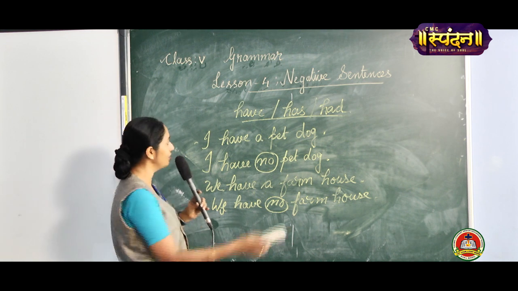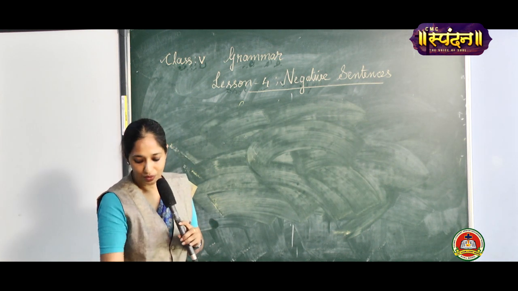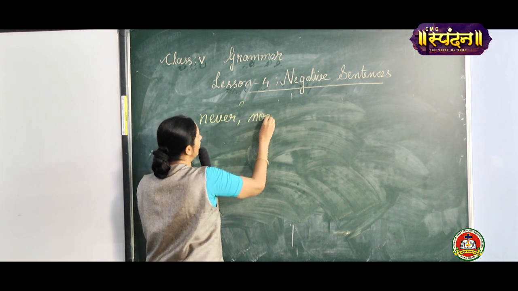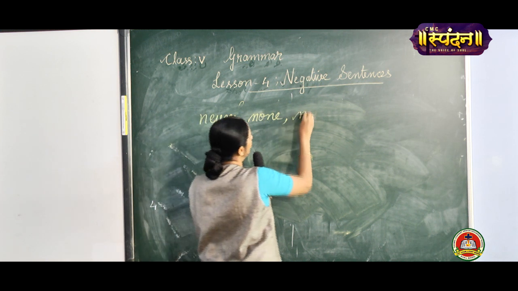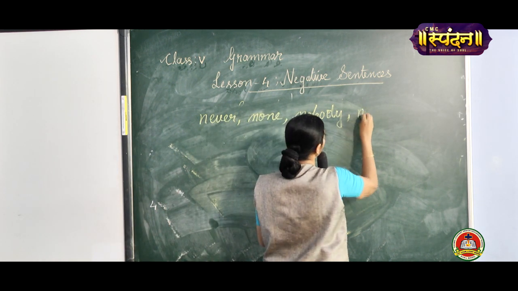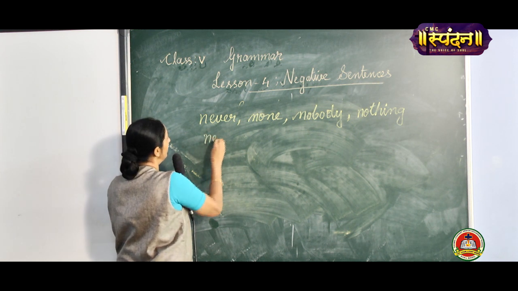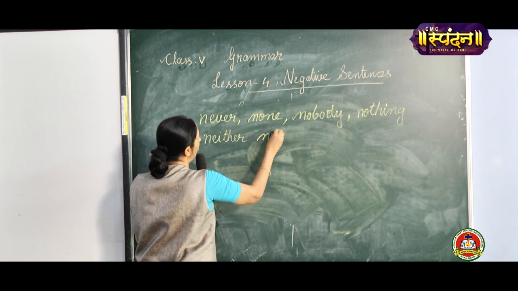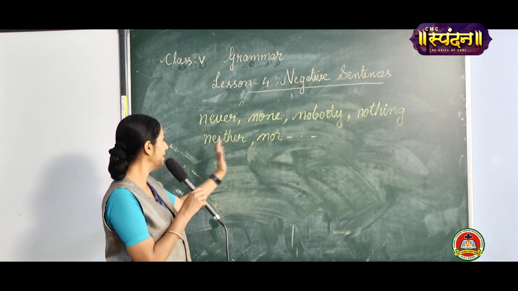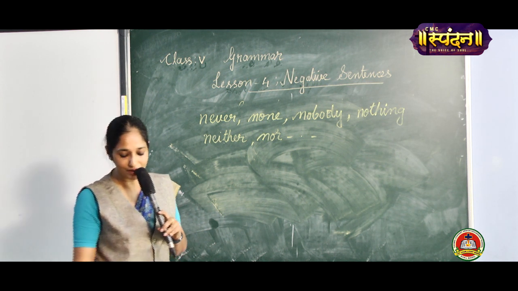Now, few miscellaneous usages are there. We can also form negatives using these words: never, none, nobody, nothing, neither, nor, etc. So when you come across sentences having never, none, nobody, nothing, neither, nor, these sentences are also considered as negative sentences. So let me write one or two examples.